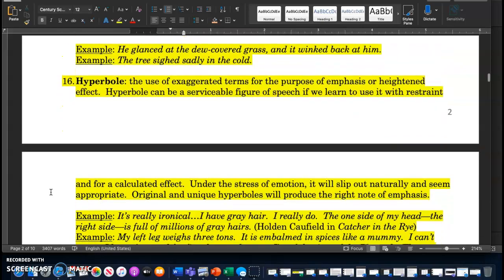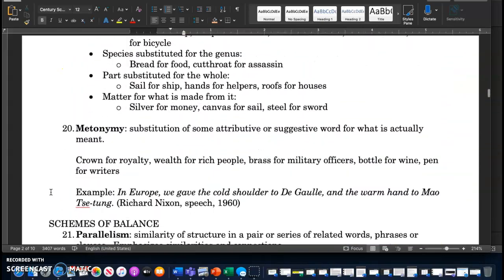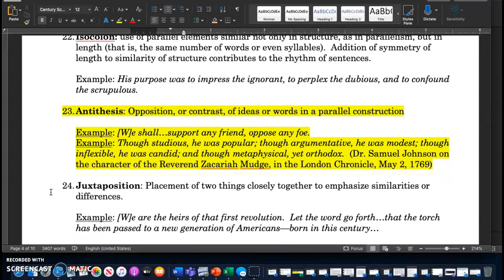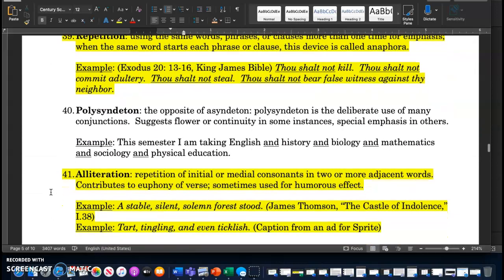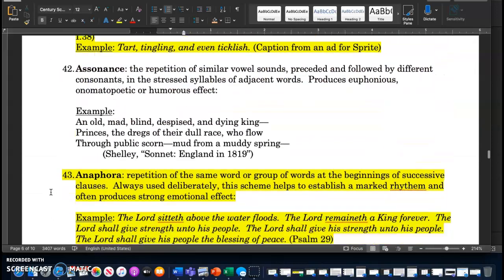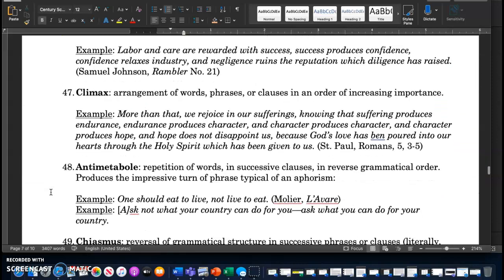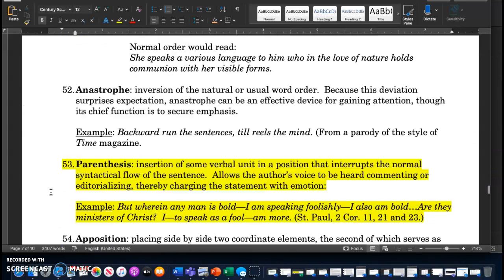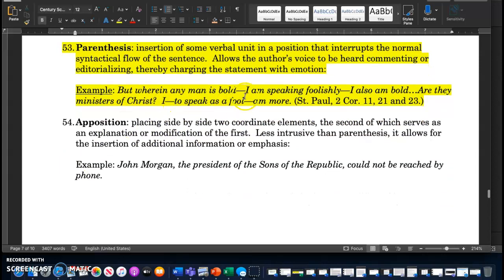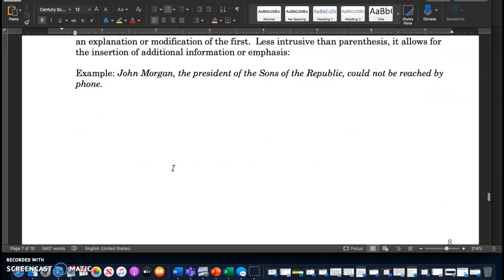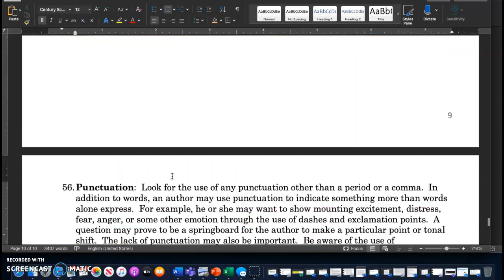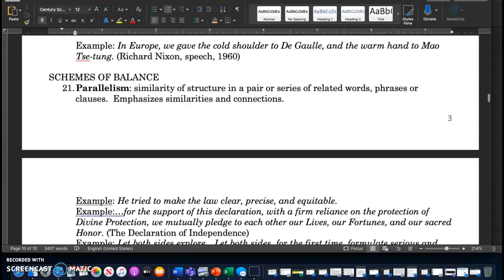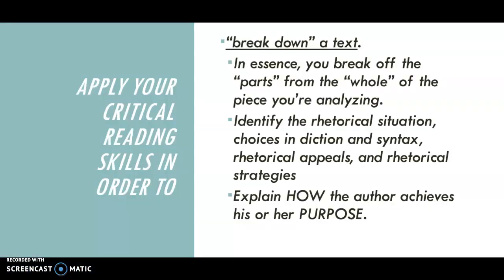metaphor, simile, personification, hyperbole, antithesis, rhetorical question, repetition, alliteration, anaphora, parentheses, using these dashes here to set apart an idea. So any of these are rhetorical strategies, right? And we looked at these yesterday. So these are all items that you can use to help you break off the parts from the whole.